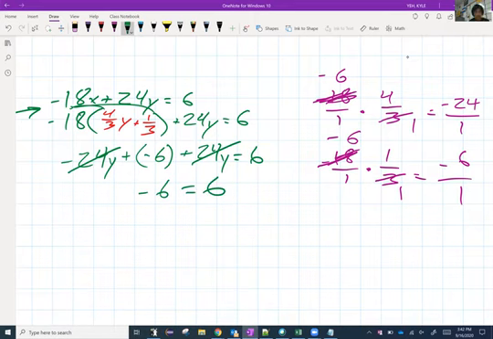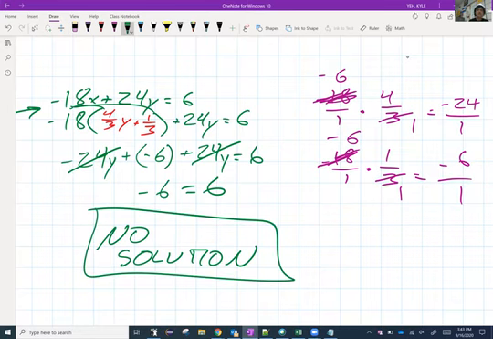And that's a problem because negative 6 does not equal 6. Of course it doesn't. So what does this mean? This means that there is no solution. This means these are parallel lines. Think back to in 3.1, solving by graphing. We said anything that was parallel had no solution.